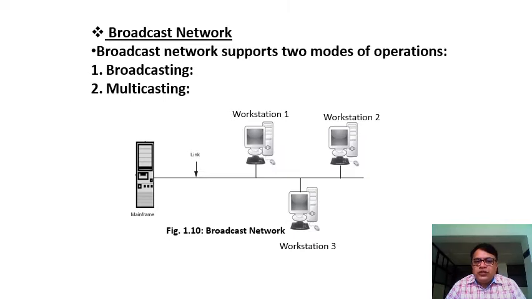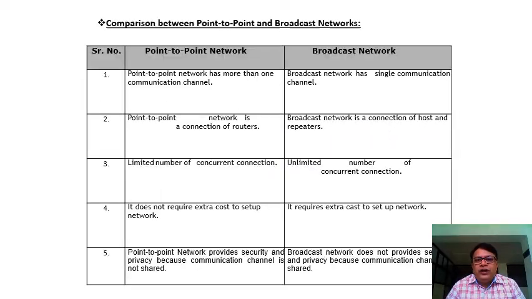This figure shows that there is one server in a computer network, and three different workstations. That server and these remaining workstations are going to share a single communication channel for their communication. Such types of networks are called broadcast networks. Obviously, these networks are cheaper than the point-to-point network.